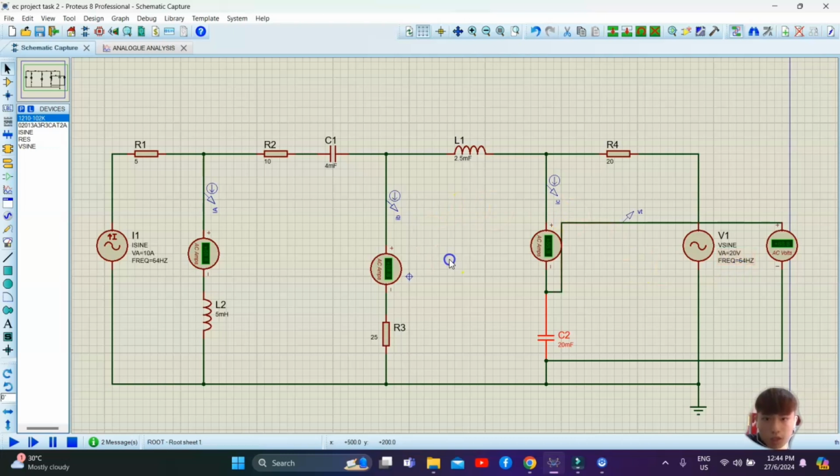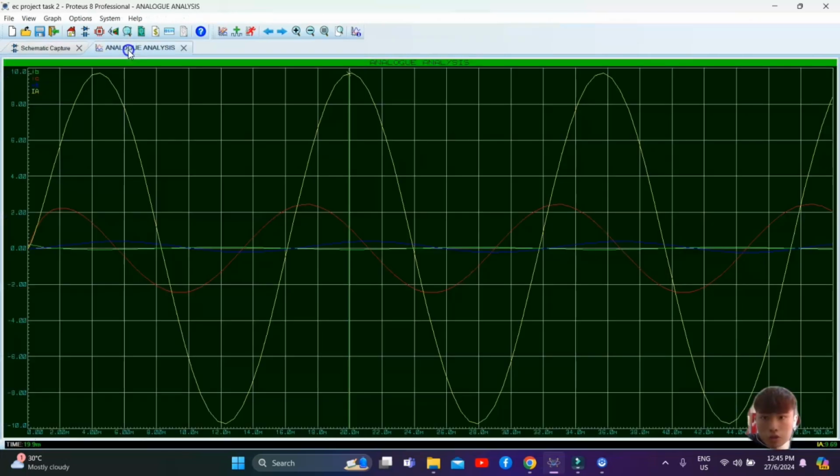Now we put the probes, IA here and IB here, and also IC. For VT, we probe across C2, from here until here, to get the result. These three are the AC ammeters, and this one is the AC wattmeter. Now I will show the waveform result. The yellow color is IA, the blue color is VT, the red color is IC, and the last, the green color, is IB.